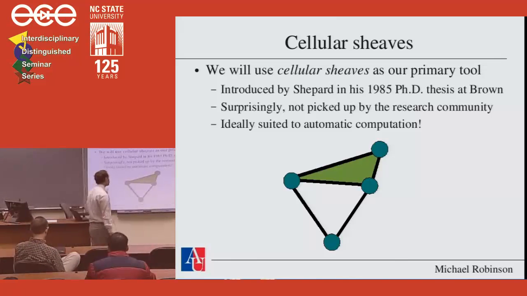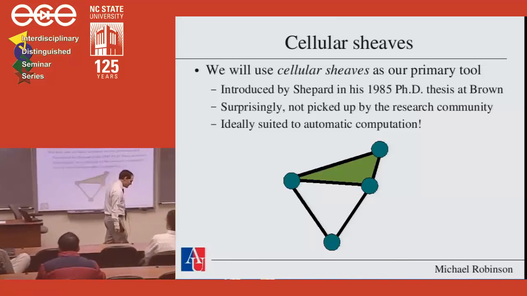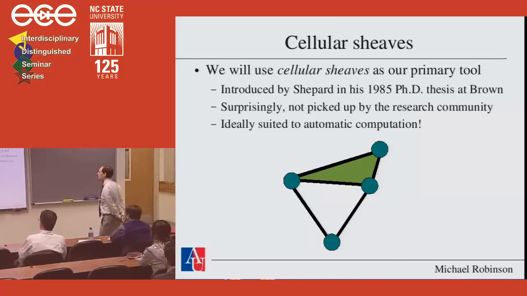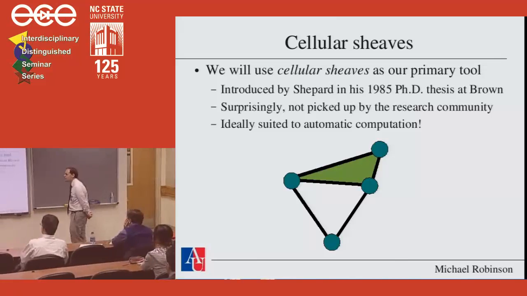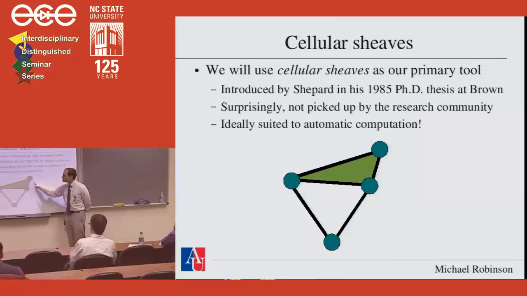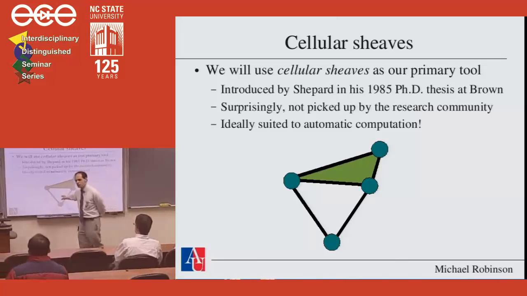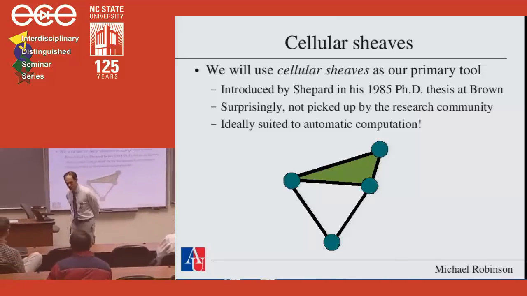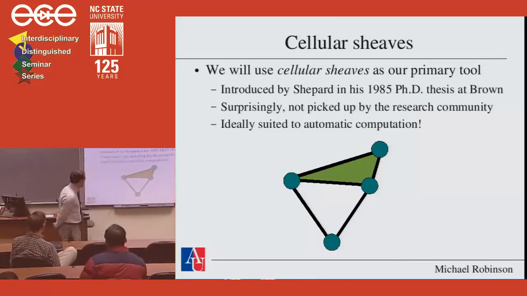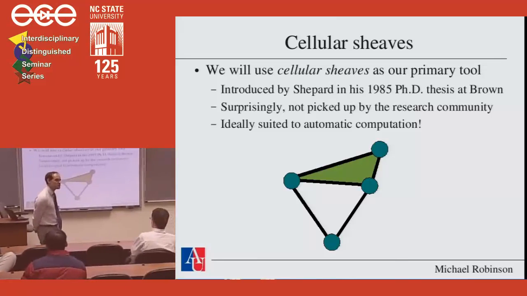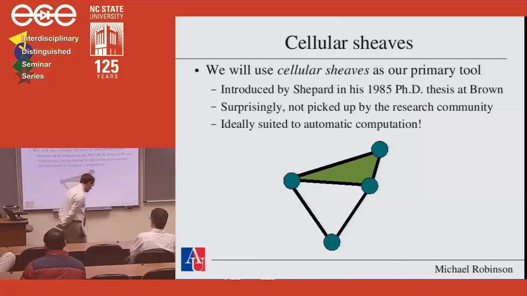It's interesting, historical note: a guy by the name of Alan Shepard, working with Bob MacPherson, a reasonably famous mathematician, then at Brown, in 1985, put together a PhD thesis where he studied sheaves over spaces like this. And in particular studied the derived category, for those of you who know what that means. And interestingly enough, after that thesis, Shepard left mathematics. And the ideas lay dormant for a long, long time.